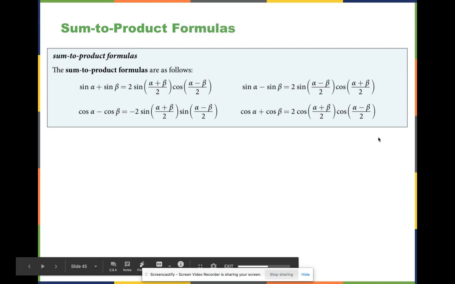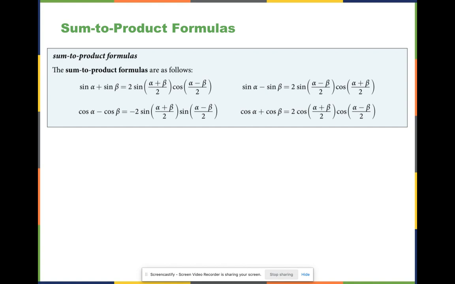All right, so we've talked about product to sum. Now we're talking about sum to product, which I bet you can guess goes the other way, right? If we have sine of one thing plus sine of another, or a difference, right? Cosine of alpha minus cosine of beta, difference of sines, or sum of cosines.